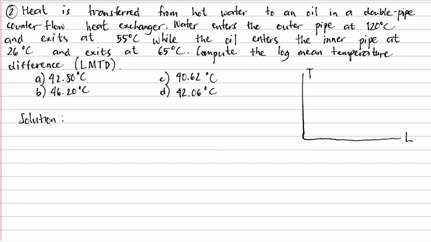Okay? So, ilapat natin yung mga given. So, sabi dyan, yung water daw galing ng 120 papunta ng 55. So, let's imagine na dito galing si 120 sa part na to at pababa siya. So, yung arrow pababa, papunta siya ng 55. So, naka-degree Celsius sila. Yan. And then, yung isa naman daw, yung oil naman, enters the inner pipe at 26. So, limbawa dito si 26, pagpalagay na lang natin. So, 26 degrees Celsius, papunta siya sa 65. So, imagine dito si 65.